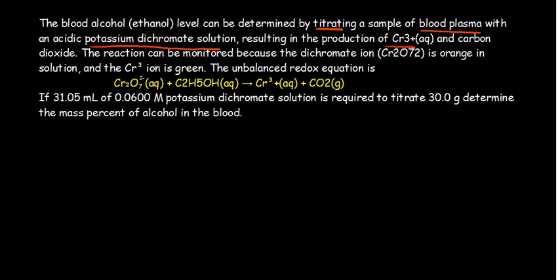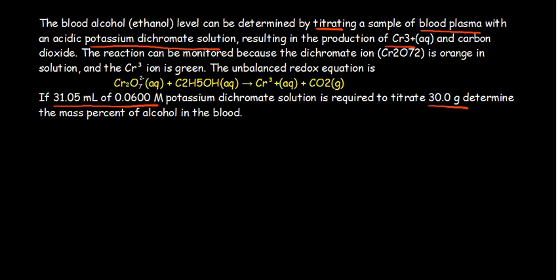The reaction can be monitored because the dichromate ion is orange in solution and the chromium ion is green. The unbalanced redox reaction is given there. Okay, so now the question says if a volume of 31.05 milliliters of 0.06 molar potassium dichromate solution is required to titrate 30 grams, determine the mass percent of alcohol in the blood.